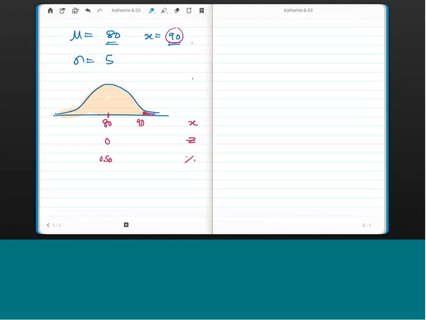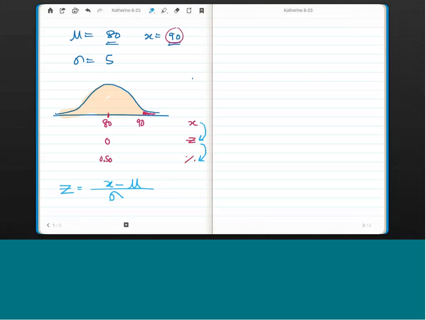Now, how do you find that out? You always have to go through Z. From X, you have to go to Z. From Z, you have to go to percentage. So how do you find Z? There's a standard formula for that: Z equals X minus mu divided by sigma.